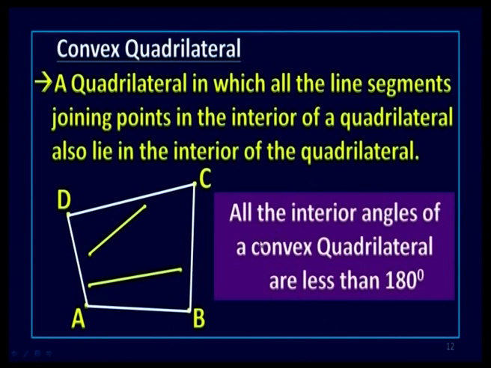Children, here you have to understand one thing. All the interior angles of a convex quadrilateral are less than 180 degrees. Here angle A, angle B, angle C, angle D are always less than 180. All the interior angles of a convex quadrilateral are less than 180 degrees.